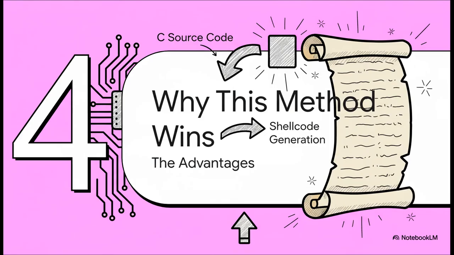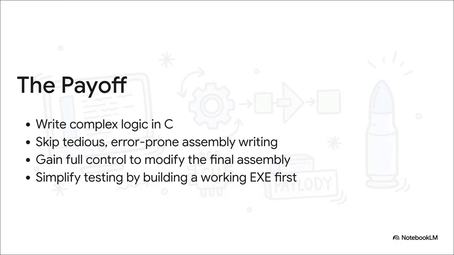So you might be thinking, okay, that sounds like a bit of work. Why do all that? Why not just suffer through writing it all in assembly? Well, let's talk about why this hybrid method is just so much better. It's really the best of both worlds. It's that simple. You get to write all the hard, complex logic in C, a language you already know and are comfortable with. You completely avoid the absolute headache of writing and debugging tons of assembly by hand. But, and this is the beautiful part, you still get that assembly file at the end. So you have total control to go in and tweak it, optimize it, whatever you want. Plus, being able to build a real, testable program first just makes the whole development process so much easier.